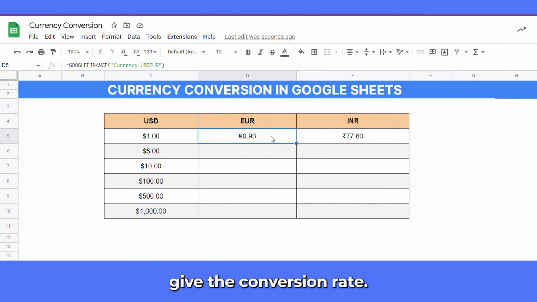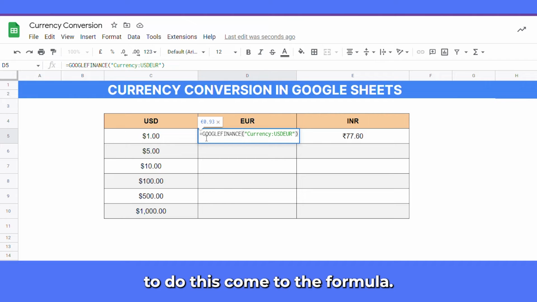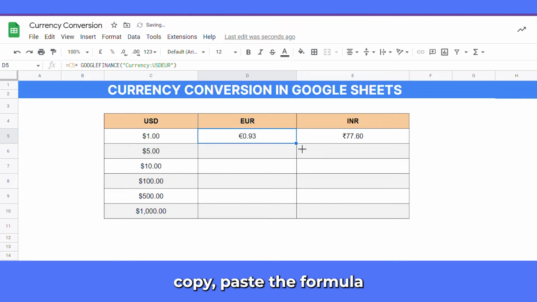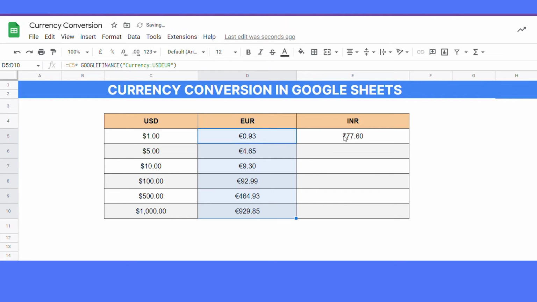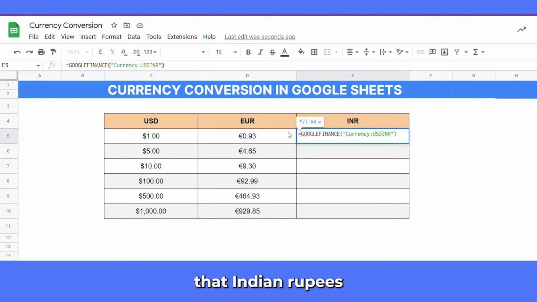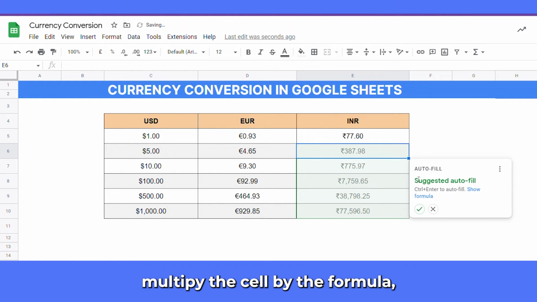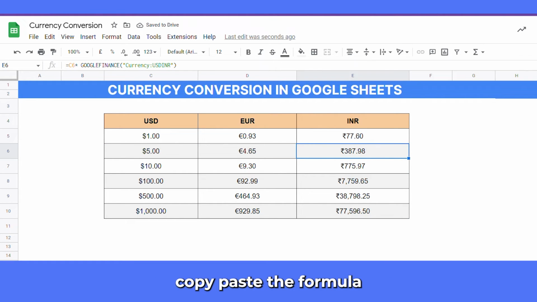So this will only give the conversion rate. If you want to convert your currency to another currency, you have to multiply this column by the conversion rate. To do this, come to the formula, multiply this cell by the formula, copy paste the formula by dragging it. Do the same thing with Indian rupees, multiply this cell by the formula, copy paste the formula, and it will give you the respective converted currencies.